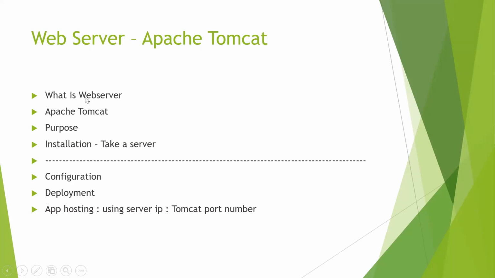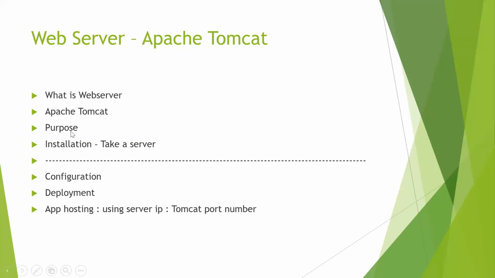But in this class we are going to just see what is the web server, what is Apache Tomcat, and what is the purpose. I have already told you what a web server is, which is a software or a platform that hosts an application. And Apache Tomcat is one of the famous web servers in the market, and we are going to install this Tomcat on the AWS server, and we will make it ready to deploy the application.